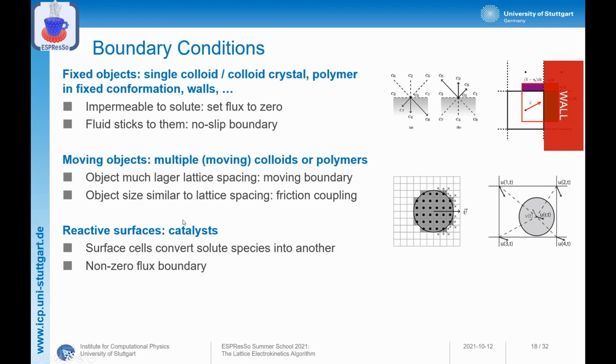We can also have more interesting surfaces that are catalysts. There you could have an influx or an outflux of species, depending on which species are present and which catalyst you want to model there. In general, this is just a non-zero flux boundary condition.